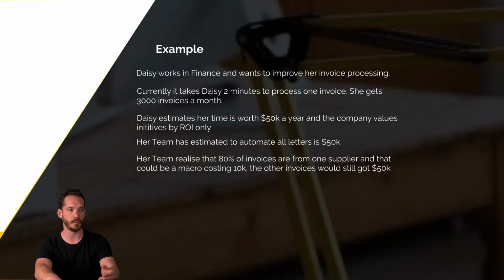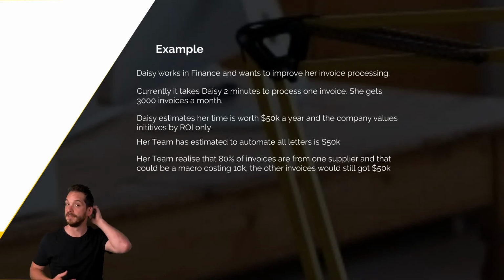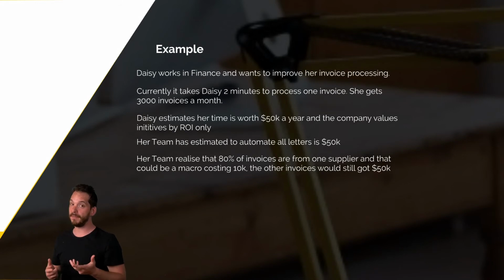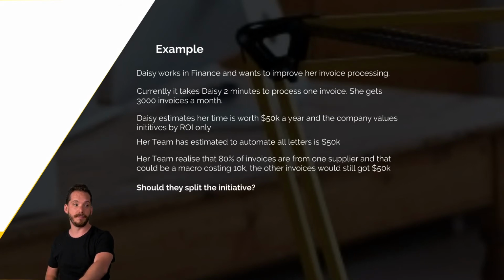It sounds pretty good. But her team realized that 80% of the invoices are from one supplier and that a macro costing 10K could actually fix that. But it would mean the other invoices would still cost 50K to fix. The total solution would be 60K now. So most program managers will say to you, well, I'm not spending 60K for all of that. I'm here to tell you, maybe you should think about it. And here's the reason why.